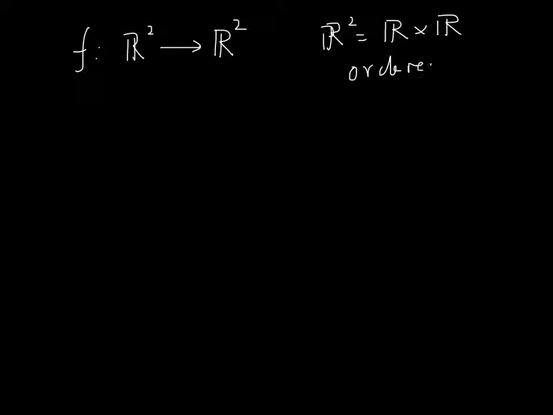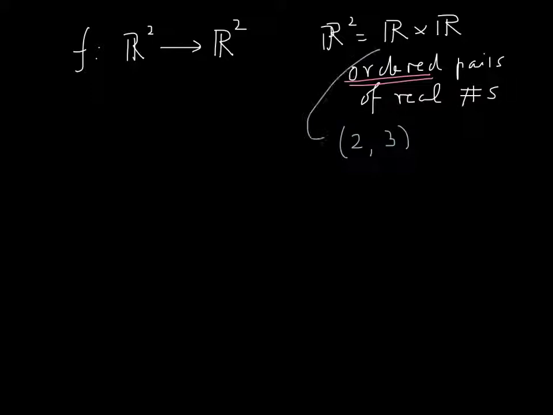Now we move to the next step. We wanted to consider functions f that go from R2 to R2. Now there was some confusion whether R2 was R squared or not. So remember we said R2 is equal to R cross R. It's called the set of ordered pairs of real numbers. So the very important word here is ordered. The order matters. So that means 2, 3, which is in this set, is not equal to 3, 2.